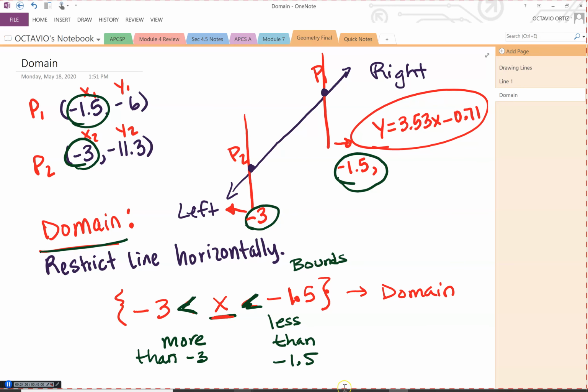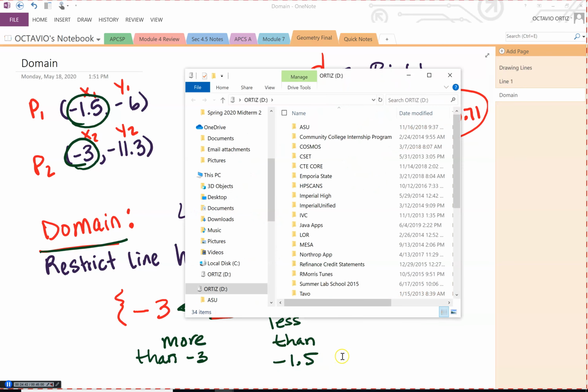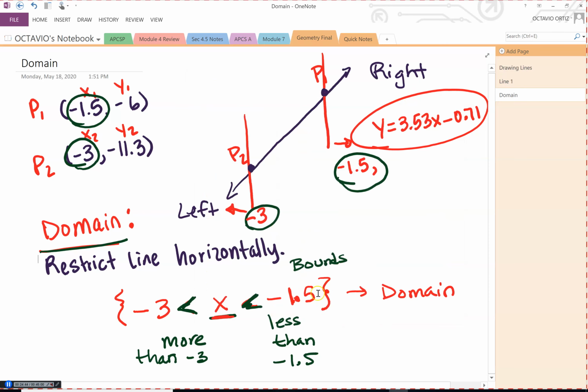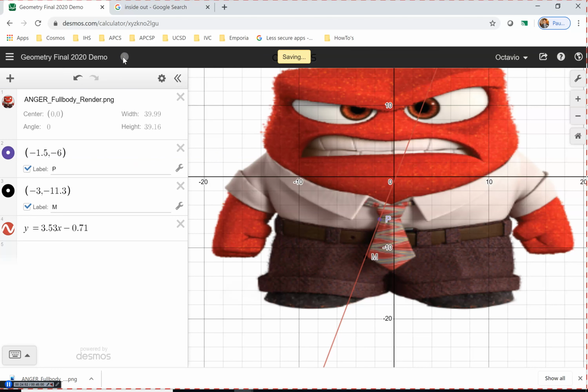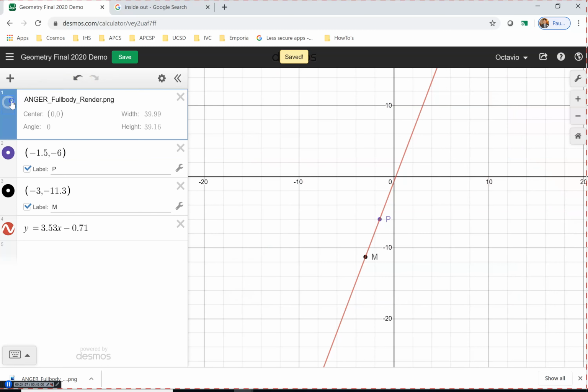So if I go to my graph right here, this takes a minute to load up. If I go to my graph, and let me save first just to make sure that everything's good. And then if I click this off, notice how the line goes on forever.